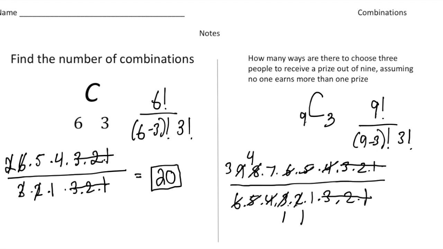So let's see if there's anything else we can reduce. So now we have 3 times 4, which is 12, times 7, which is 84 on the top. And then all we have now on the bottom is just a 1. So altogether, there are 84 different ways that you could award the 3 awards to the 3 people at a time when you have 9 people altogether to choose from.